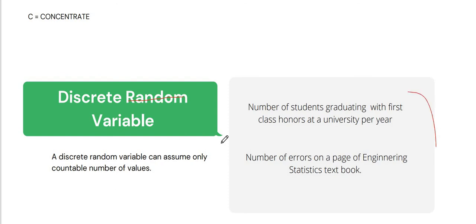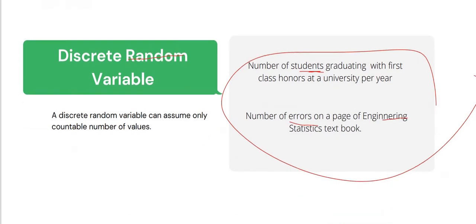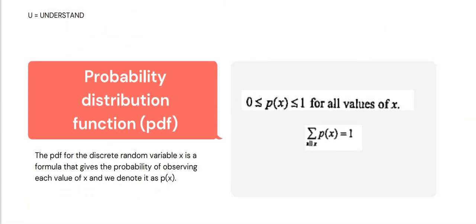This is the example that you can see here. They have two examples: the number of students, and the number of errors on the page, though there is a typo here. But they are quantitative or countable data or numbers. We can count it. Alright, so this is the example. Now we go to number 2.